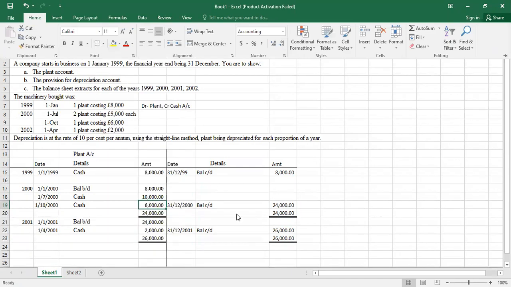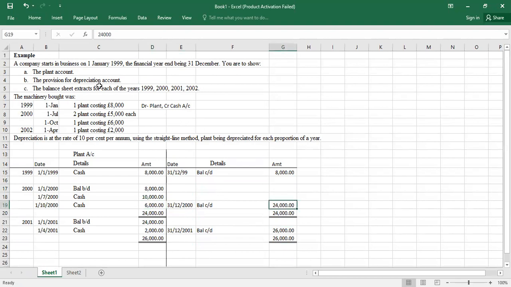From the examiner's request, the second one is the provision for depreciation account. In other words, we need now to calculate the depreciation. Let us start with the year, and I'm going to work on this side for everyone to see. Let us start with the year 1999.